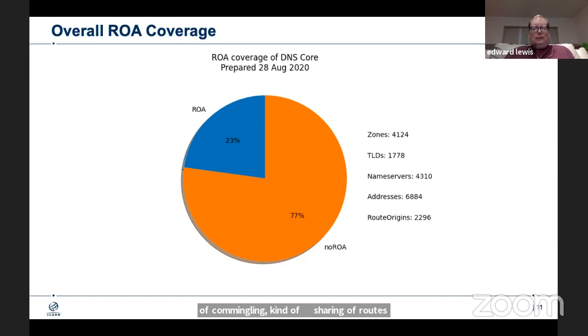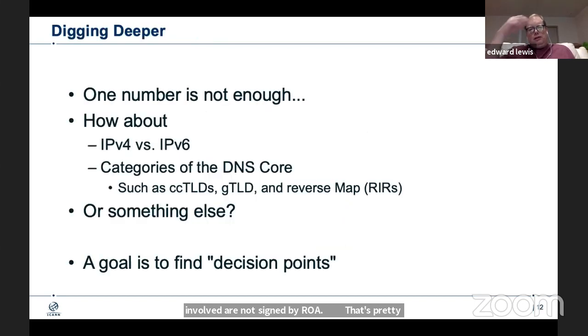So looking at all that, I take all the numbers and I find out about 3/4 of the routes involved are not signed by ROA. And that's pretty much the big number here. But frankly, that's not very exciting to hear. So as a person who looks at numbers like this, you always want to go deeper and look at different things. Like, is it more prevalent in V4 than V6? Does it depend more on what kind of zone I have, and so on? So I'm going to dig a little deeper.